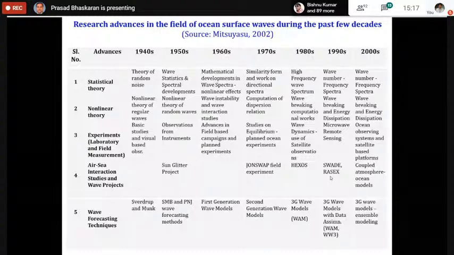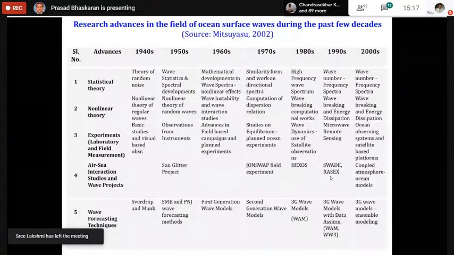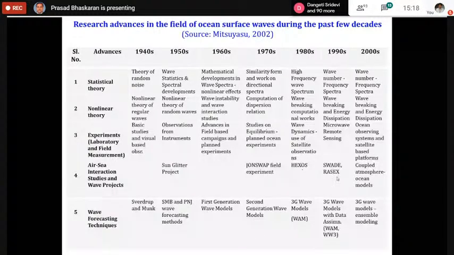Because when wind is blowing on the water surface, it can do two things. One is it can generate waves, it can also generate currents. A part of the energy goes in generation of waves, and the remaining part goes in the generation of currents. So very significant experiments have been conducted to understand this process. These are the names of those experiments: HEXOS, SWADE, and RASEX.